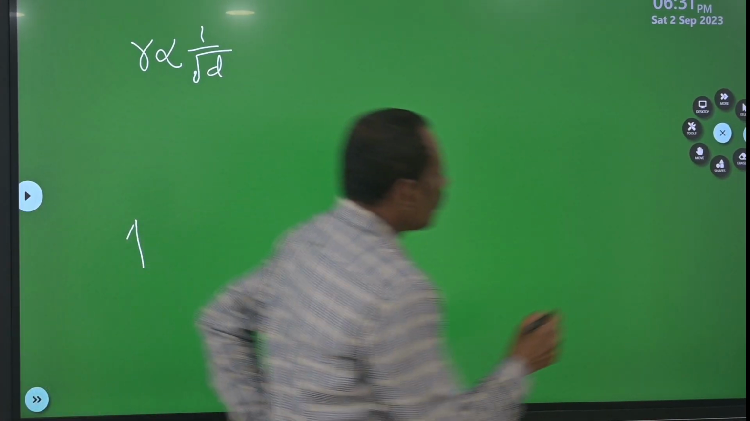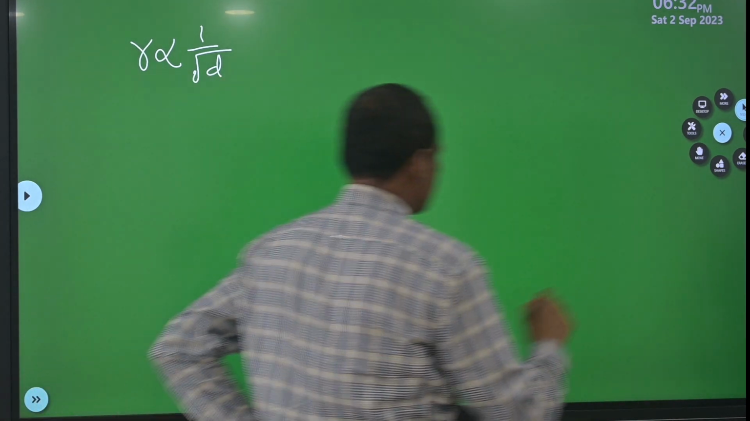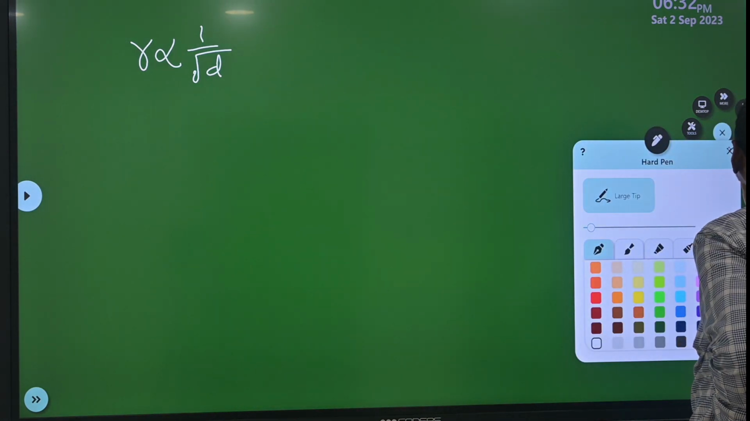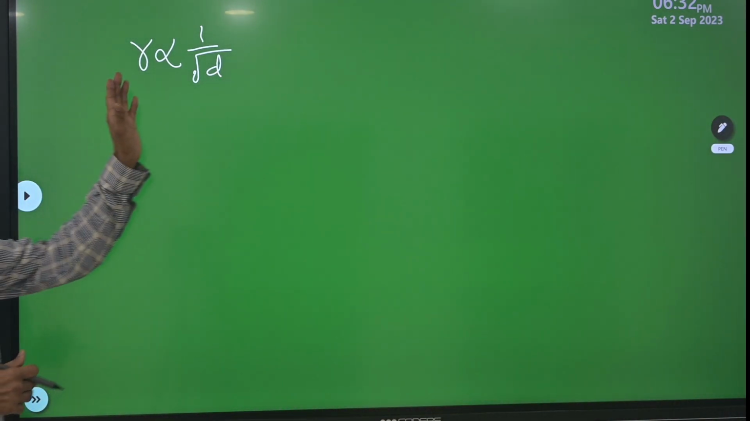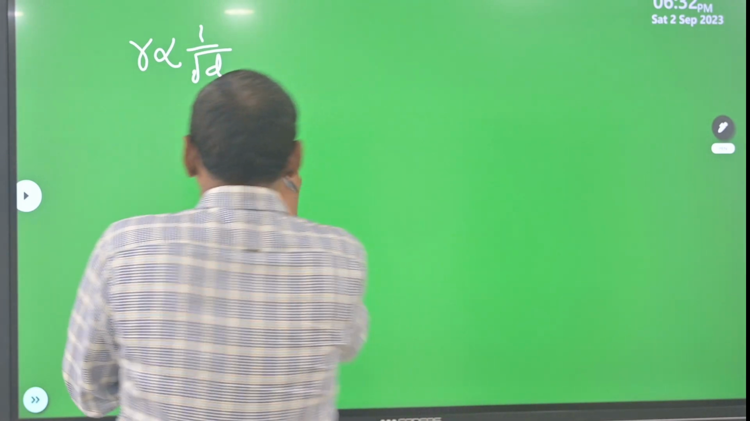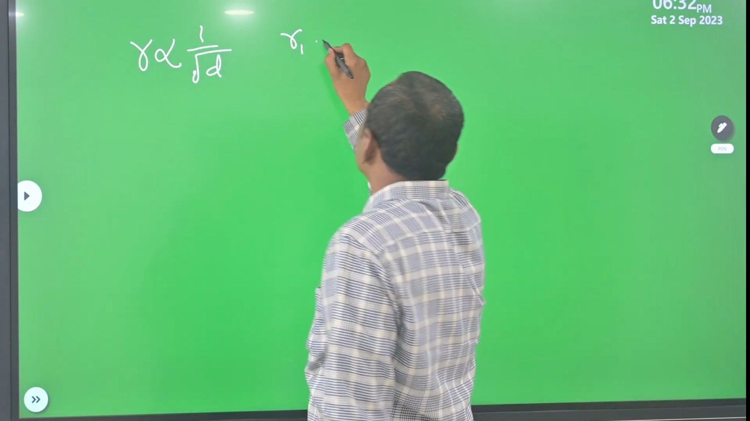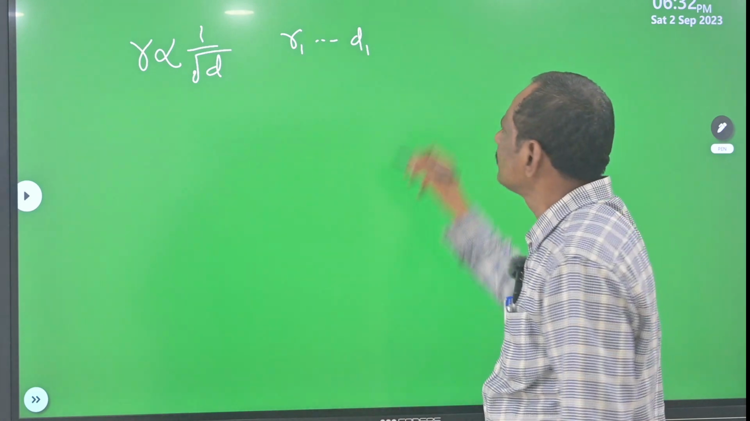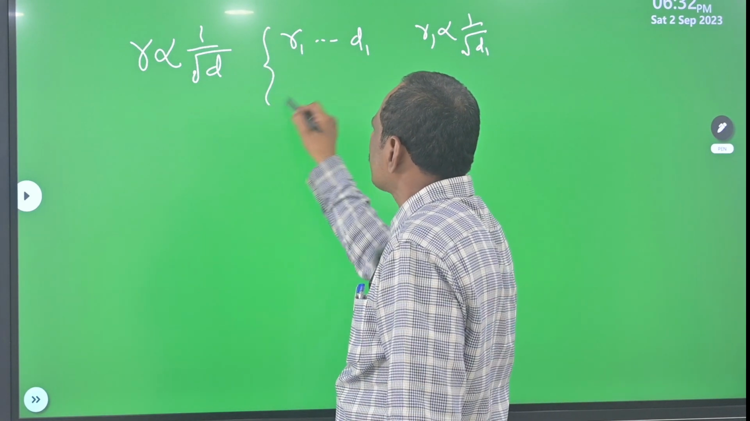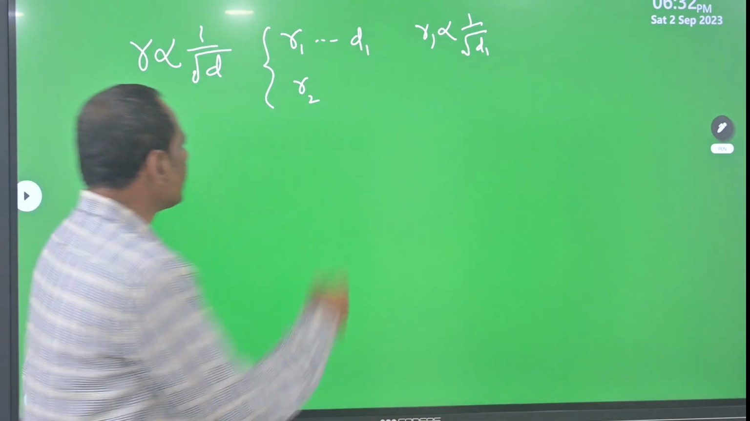Therefore, compare the rates of two gases and their densities. For example, the rate of diffusion of a gas is R1. Its density is D1. Then R1 is proportional to 1 by root D1. Under the same conditions of temperature and pressure, the rate of diffusion of a gas is R2 and its density is D2.